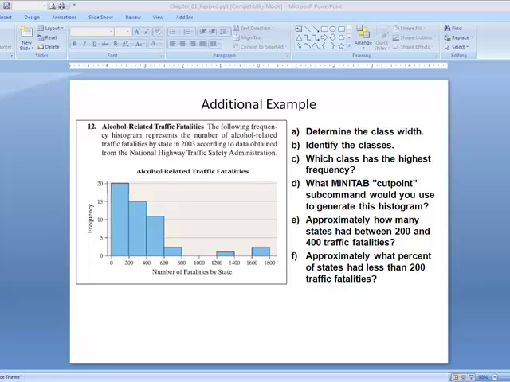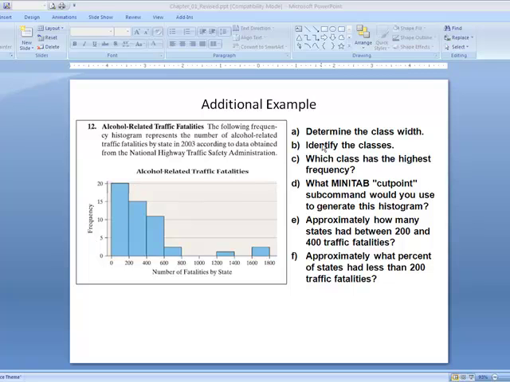alcohol-related traffic fatalities. The following frequency histogram represents the number of alcohol-related traffic fatalities by state in 2003, according to data obtained from the National Highway Traffic Safety Administration. So as you can see, we have good labels here, number of fatalities by state, and this is a frequency histogram. These are alcohol-related traffic fatalities. So in our class, we'd say distribution of alcohol-related traffic fatalities by state. That would be the title that we would use in our class.